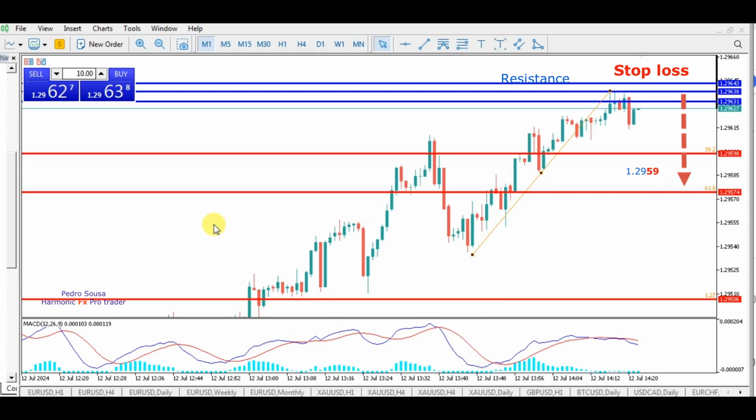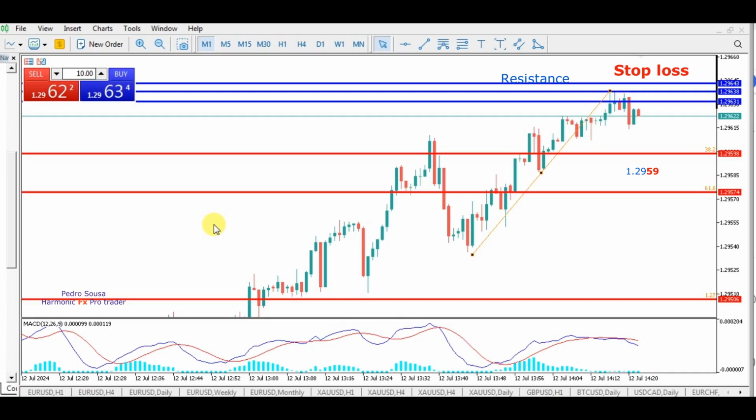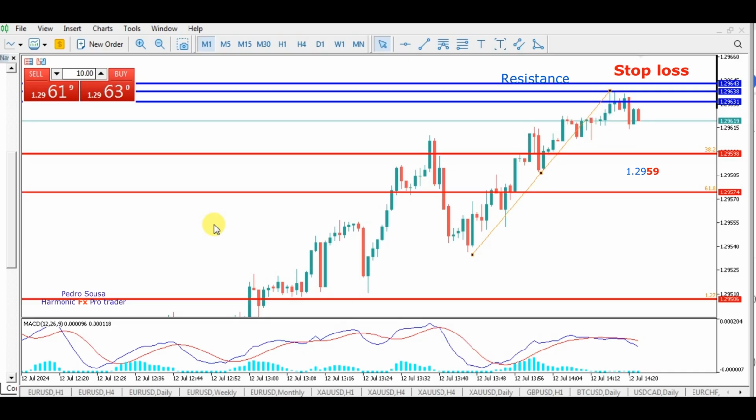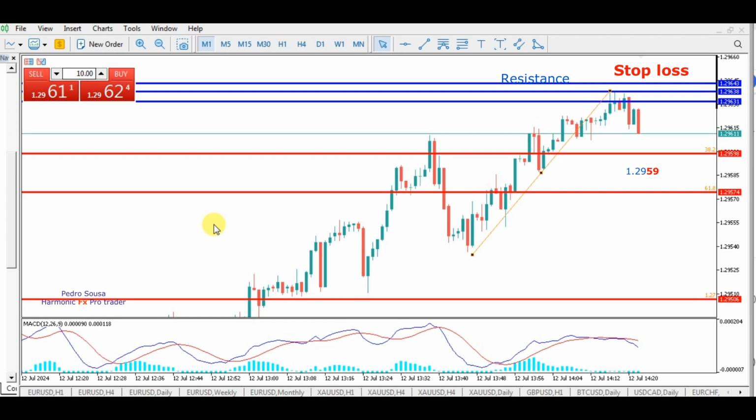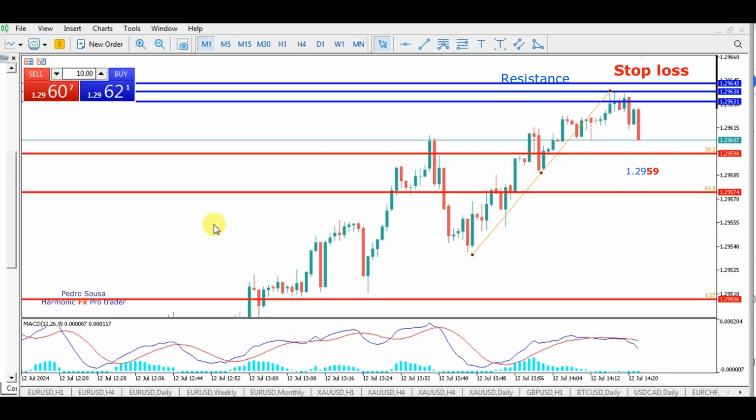Here we set up our target profits using the Fibonacci extensions, the 382 and the 618. Our target profit is right in the middle, and price is moving towards it. Price is moving in our favor.